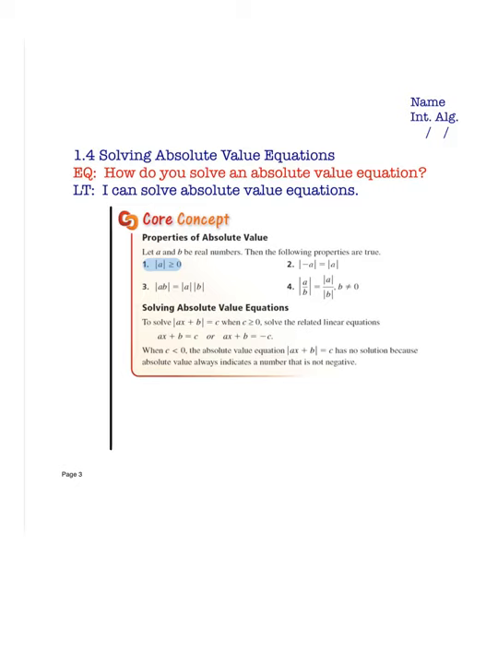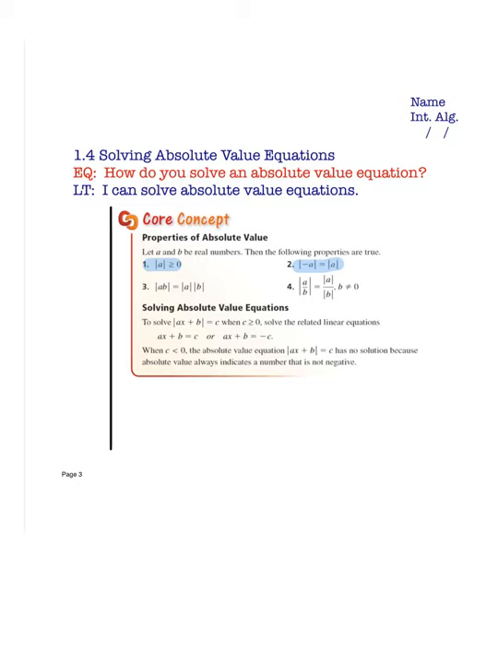All right, our second core concept is that the absolute value of a negative number is the same thing as the absolute value of its opposite. So this would be the absolute value of -2 is equal to the absolute value of +2, because the distance between -2 and 0 is the same as the distance between 2 and 0, which would both be 2.